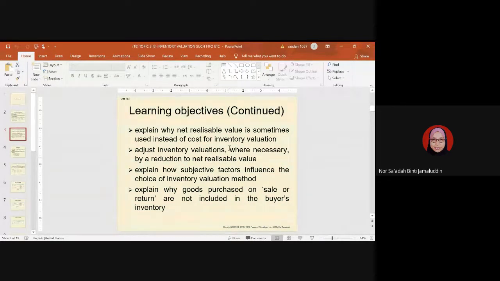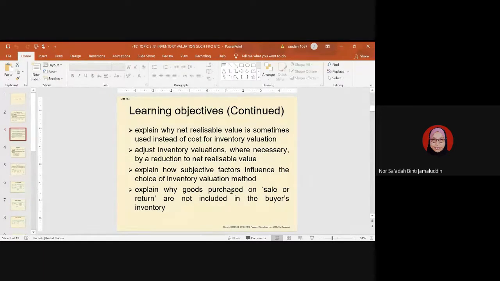Adjust inventory valuation where necessary by a reduction to net realizable value. Also, explain how subjective factors influence the choice of inventory valuation methods. So, kita ada 3 method. Apakah faktor-faktor yang menyebabkan some company may use the first method, some company may use the second method, and maybe another company uses the third method and so on.